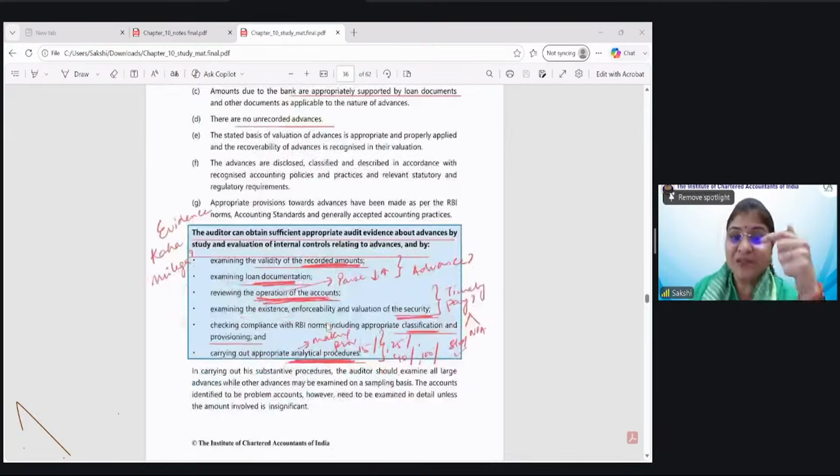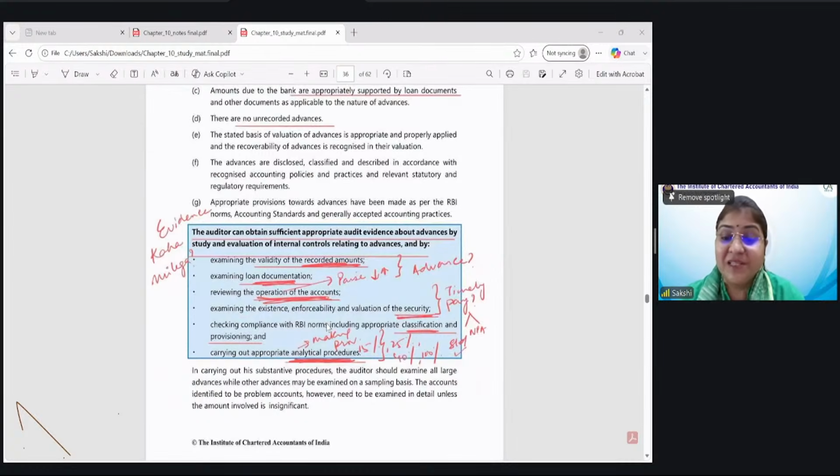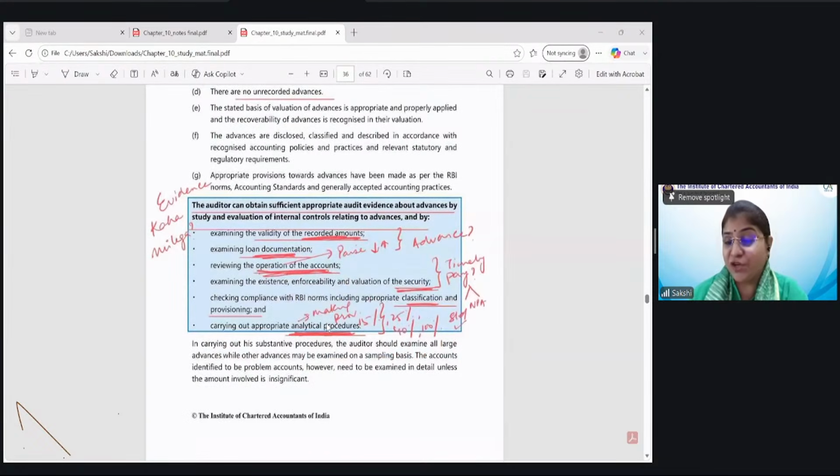See, the auditor can obtain sufficient appropriate audit evidence. How? By examining the validity of recorded amounts. How valid are the amounts recorded? Are they true and correct? Examining the loan documentation, because from there you will get to know the terms of the agreement. Reviewing the operation of accounts. What do you mean by operation of accounts? How many times is the account being operated? How many times is there inflow and outflow of money in the account?